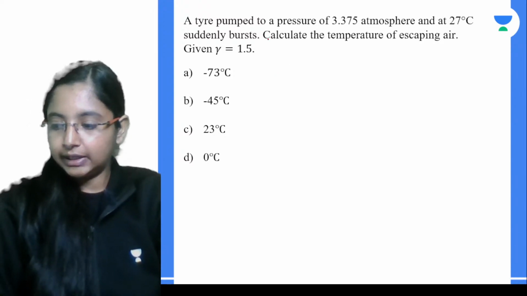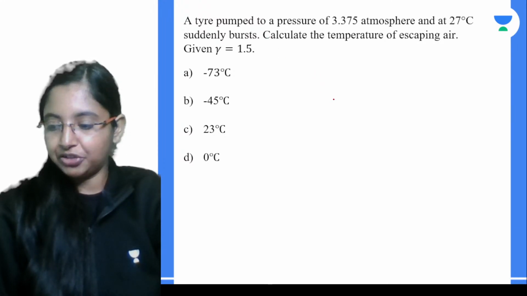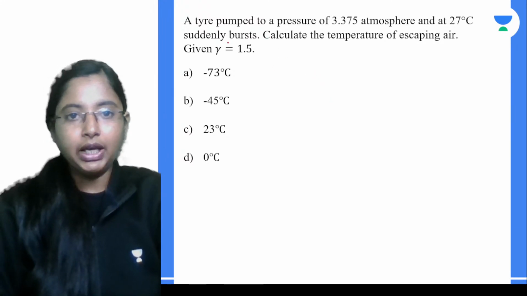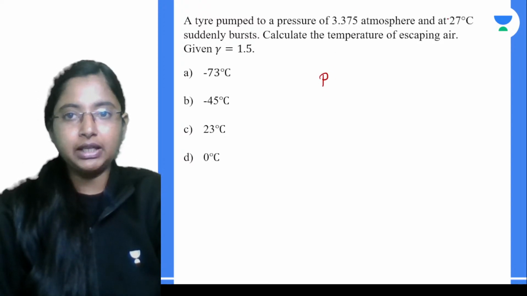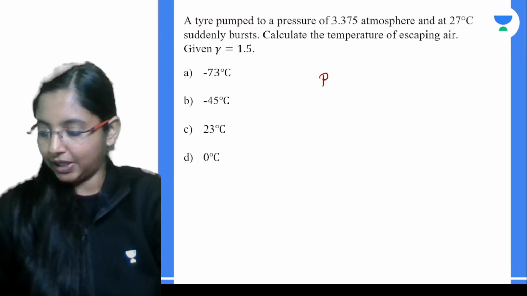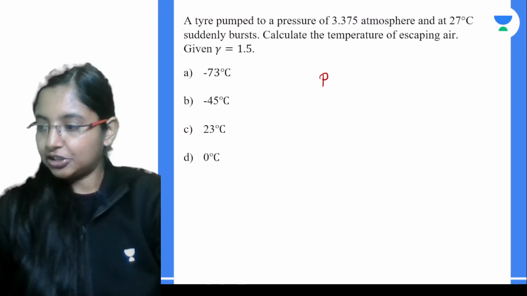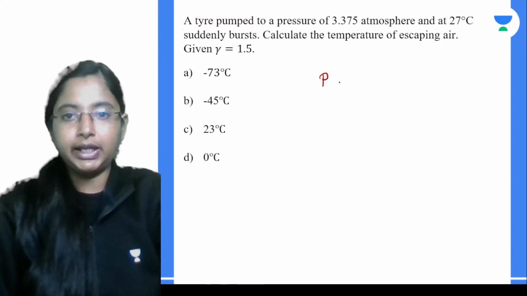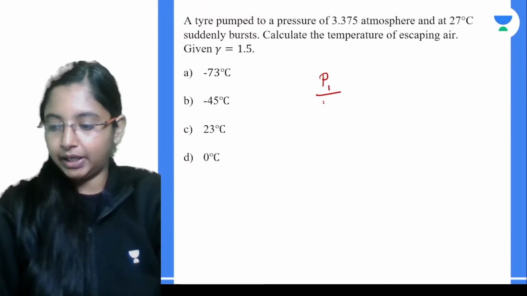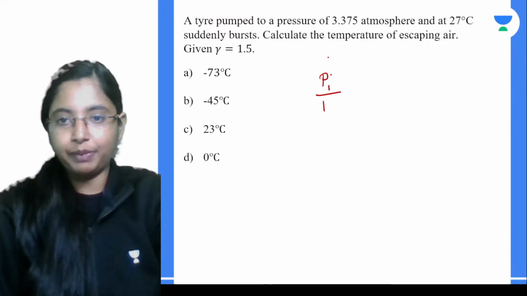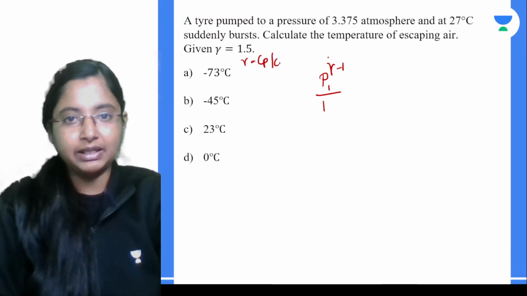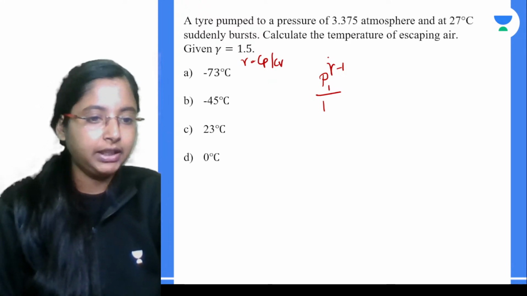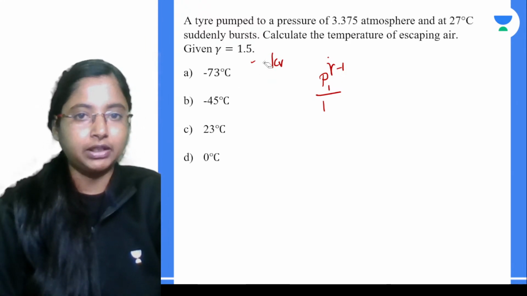In this case, the equation that connects pressure and temperature is as follows. Initially the system had a particular pressure, then the pressure changed. So we can take it as P1 to the power gamma minus 1 divided by T1 to the power gamma, where gamma is Cp divided by Cv, the ratio between the two specific heats.